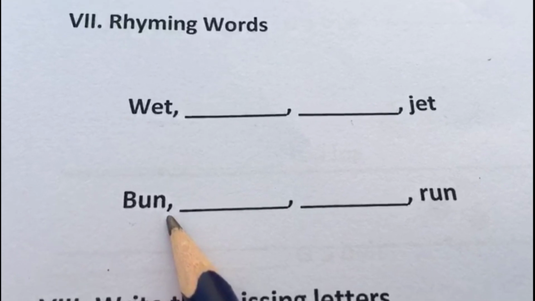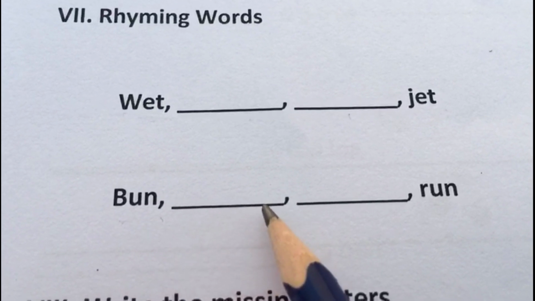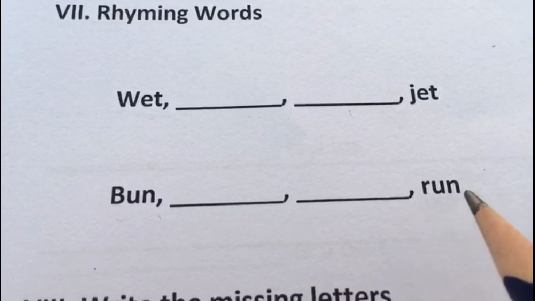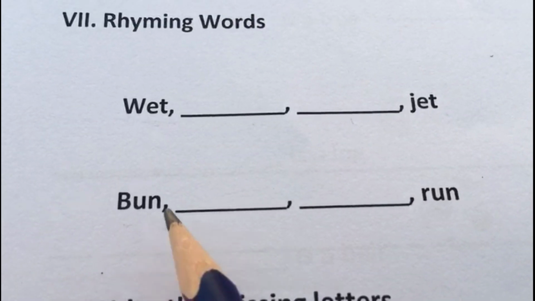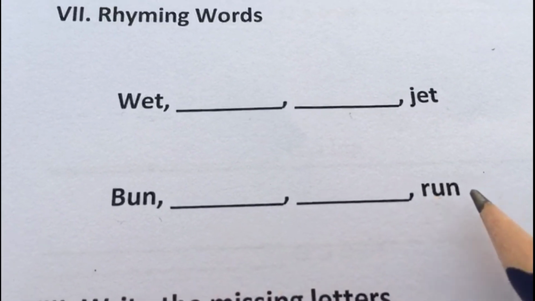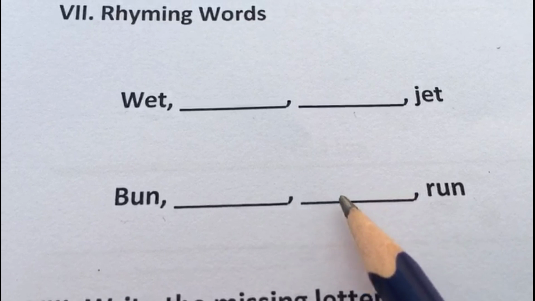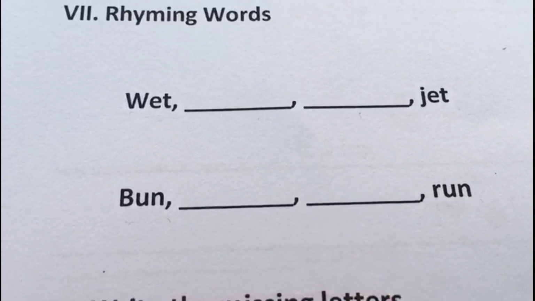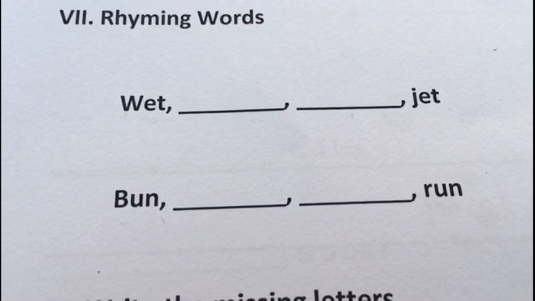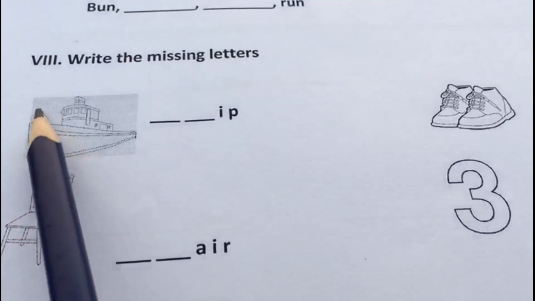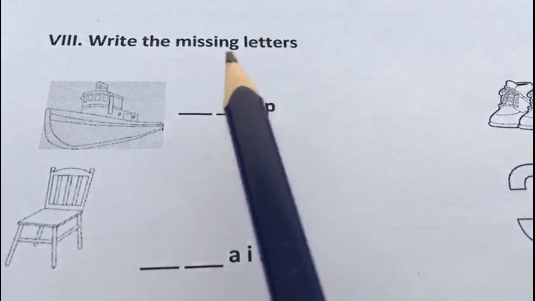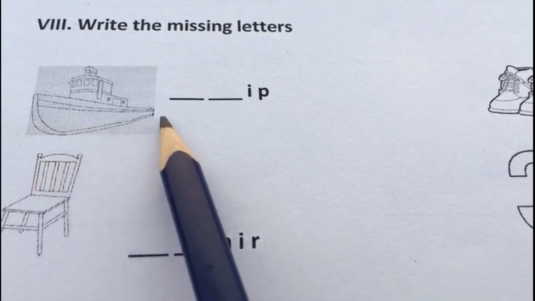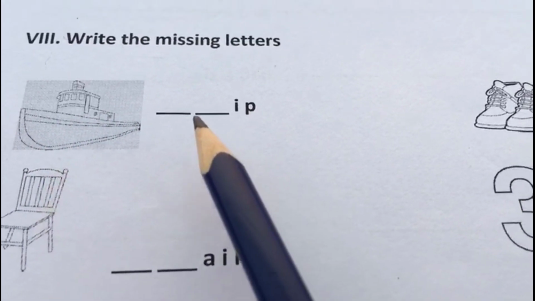This one is un rhyming words, like b-un ending with the un sound, r-un, run. So ask your child to fill in the blanks with un sound words like gun, fun, all these words. This is our 8th question. This question is write the missing letters. This question is based on digraphs.